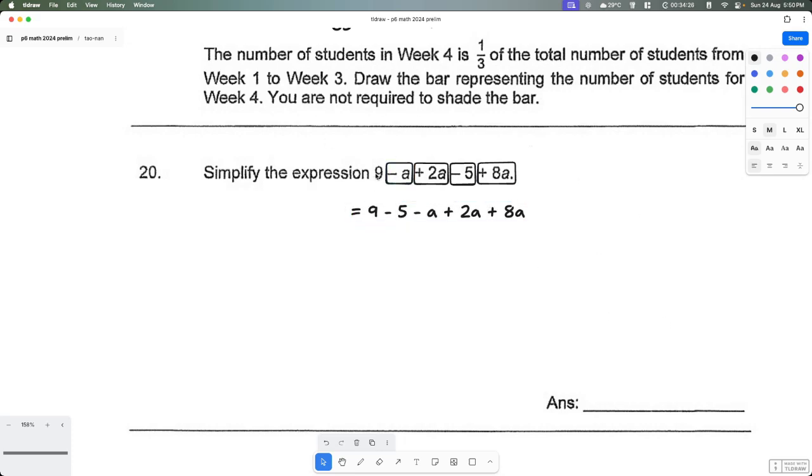Then we just move around. So 9 minus 5, then minus a plus 2a plus 8a. 9 minus 5 is 4. So minus 1a plus 2a plus 8a, this should be plus 9a. So the answer is 4 plus 9a.